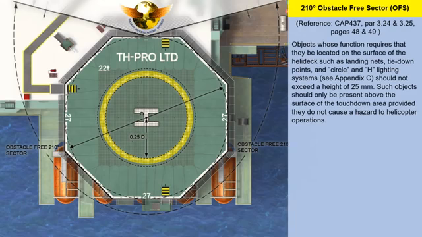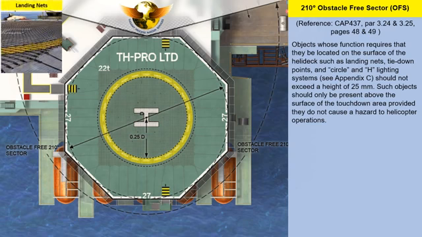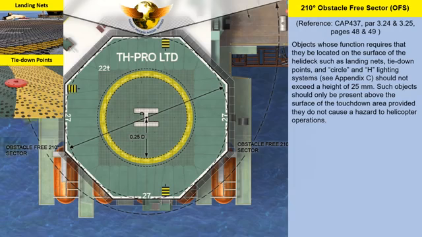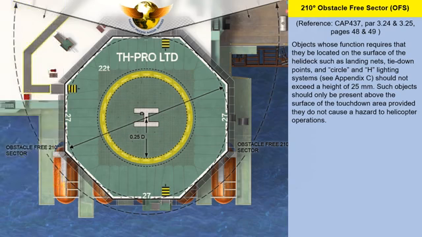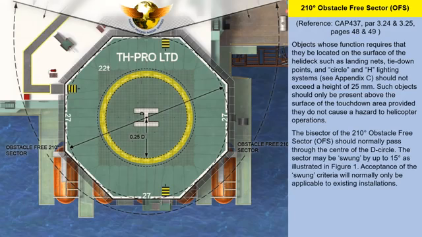Objects whose function requires that they be located on the surface of the helideck, such as landing nets, tie-down points, and circle and H-lighting systems, see Appendix C, should not exceed a height of 25 millimeters. Such objects should only be present above the surface of the touchdown area, provided they do not cause a hazard to helicopter operations. The bisector of the 210-degree obstacle-free sector, OFS, should normally pass through the center of the D-circle.